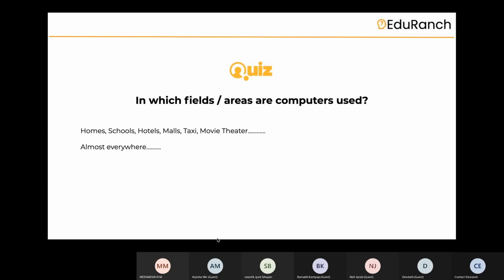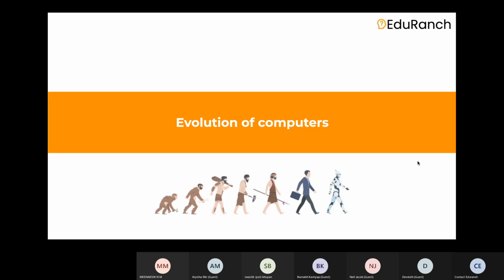If you book a taxi, you use a mobile phone with an Uber app or an Ola app, and the other person also has a mobile phone. That's all a computer, right? So technically, if you look around, it's almost everywhere. That's where we are in today's life. It is completely imbibed in our life and used everywhere.